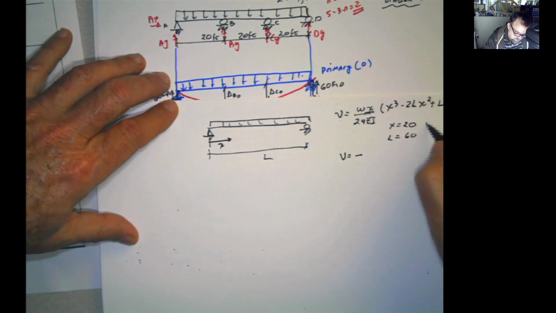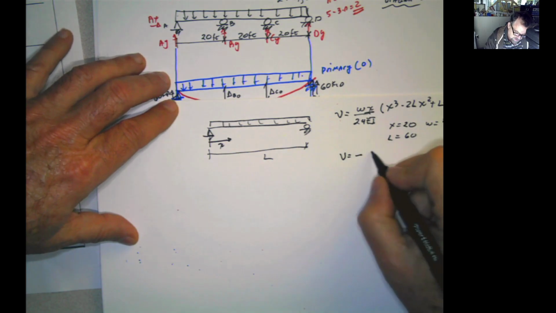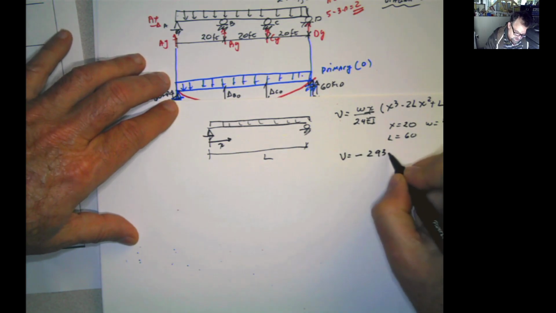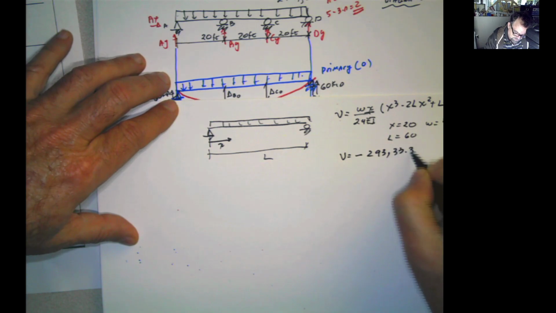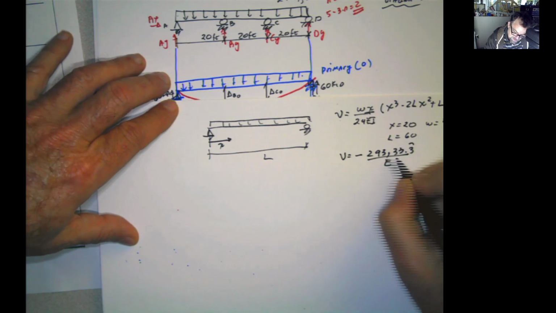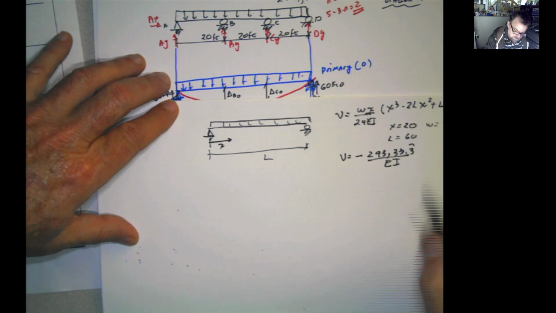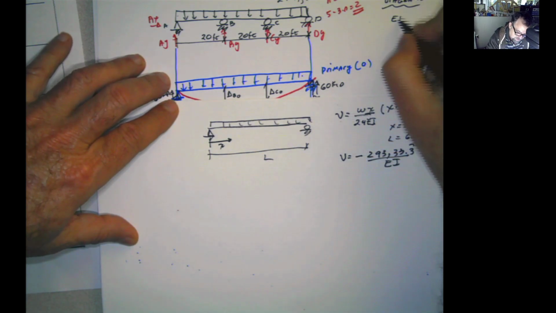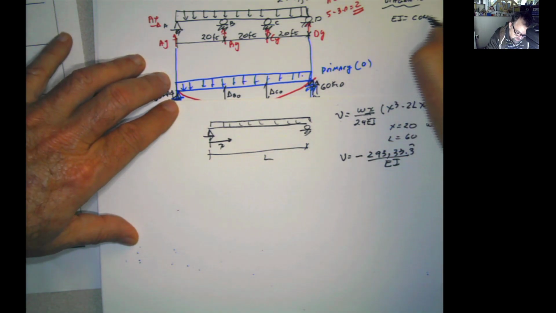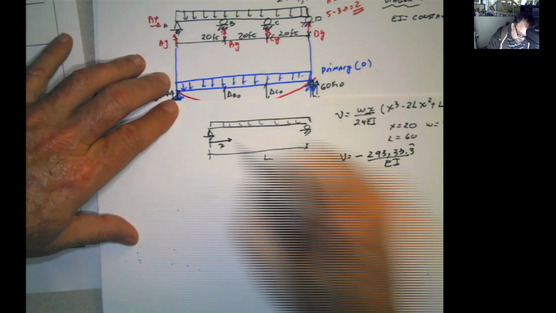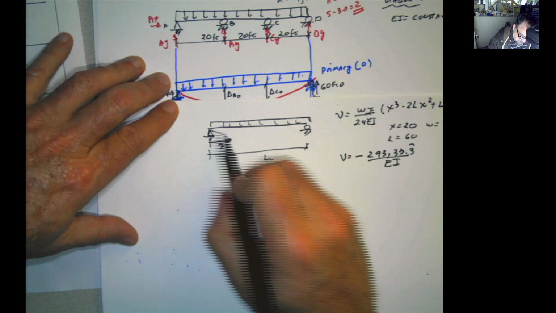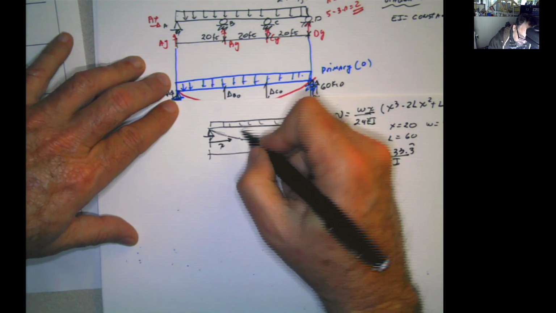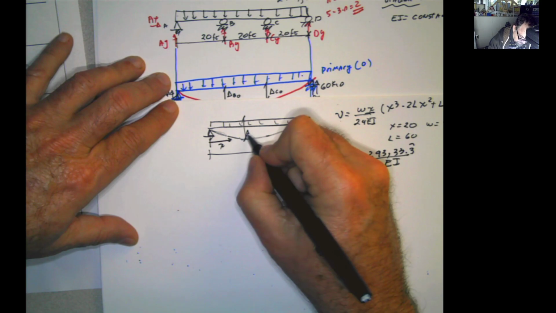And W, of course, is equal to 2. So this is going to be negative 293.3 divided by EI, because in this case EI is constant. I didn't say that, but assume EI is constant. Now, that will take care of this delta B0.